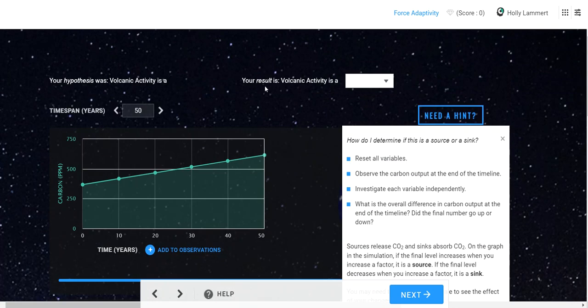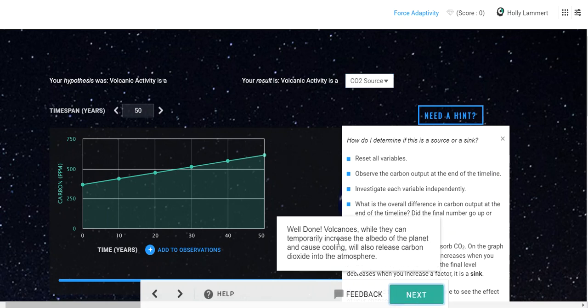So then our result is, let's just do volcanic activity is a source. Next. So here it says volcanoes, while they can temporarily increase the albedo of the planet and cause cooling, will release carbon dioxide into the atmosphere. And remember, increasing the albedo is more reflection, and if more light is reflected, then less light is absorbed, and that would cool the planet. Okay, so I'm going to take a note of that. Volcanic activity is a source.